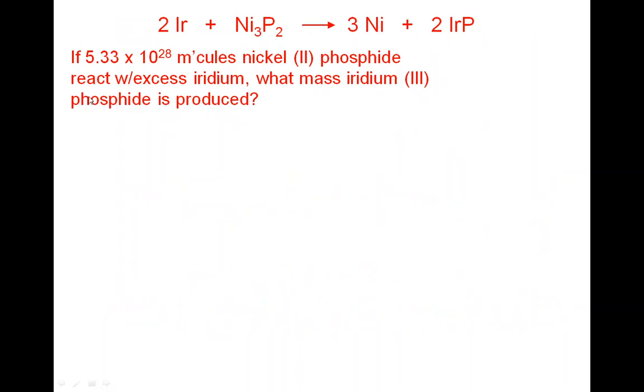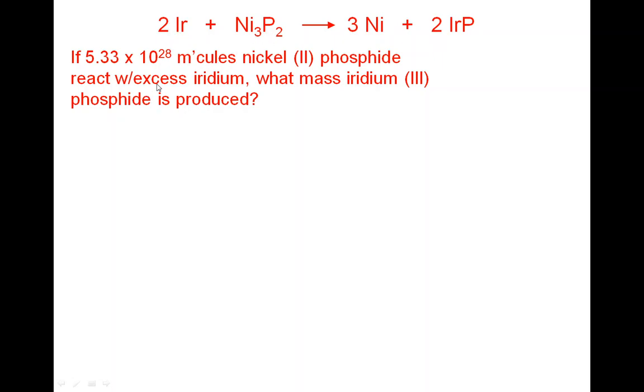And we got another example here. So I would encourage you to pause this and try to work this one on your own, but you're welcome to keep following along, and I'll rock and roll with you as well. So this one's already balanced. We want to know how many molecules of nickel phosphide, this guy, are going to react with excess iridium.